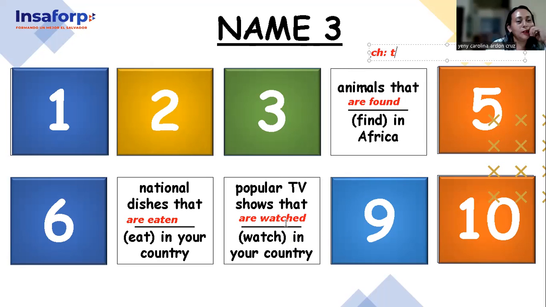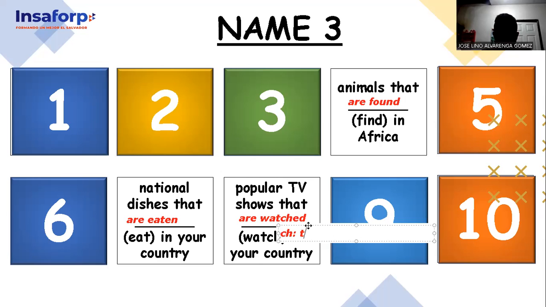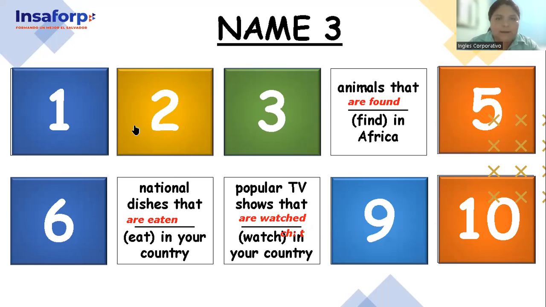Look at this. How do you pronounce this verb? Watch. Look at this. Watched. So when you have a final verb ending in CHT, watched. Okay, nice. Let's see, select another number. Number two. Okay.